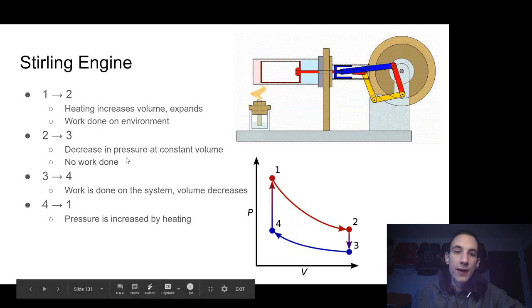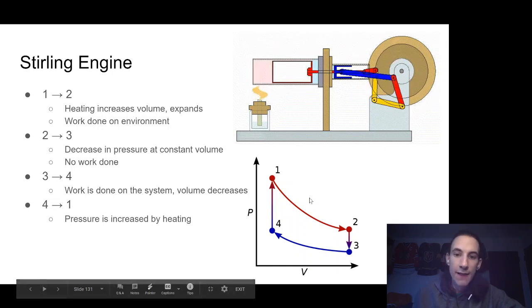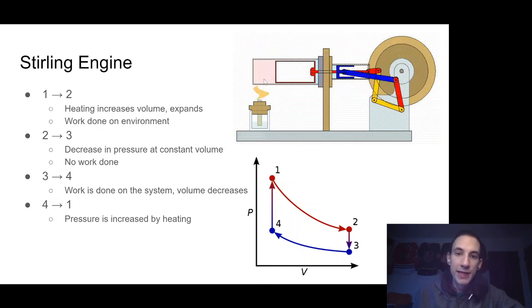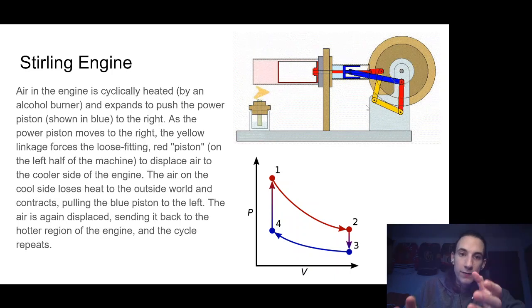From 2 to 3, we have a decrease in pressure at a constant volume, so we have no work done. From 3 to 4, work is done on the system, and the volume of our gas is decreasing, so that's this recompression. And then from 4 to 1, we heat the gas, and the pressure increases so that it can then go and push, but that's happening at a constant volume. So that's an explanation of what's happening.